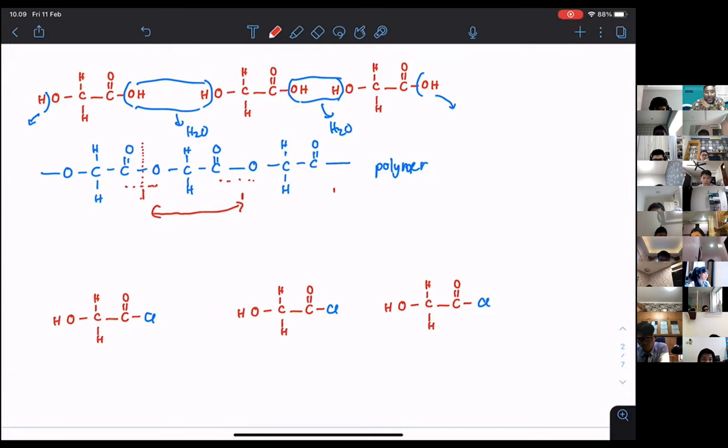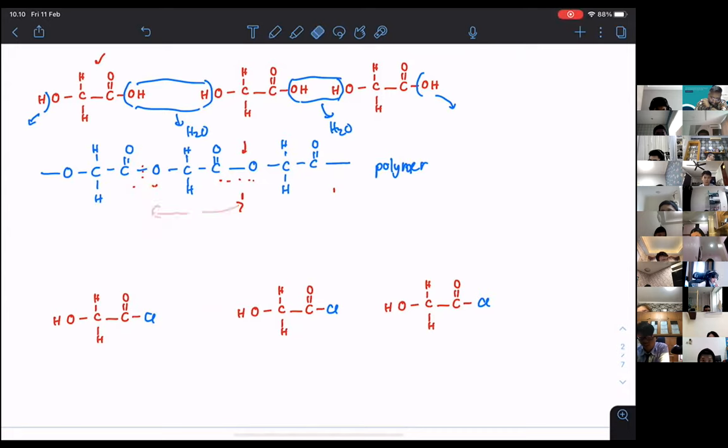Okay, repeating unit. And when I have that as the repeating unit, of course, I need to put the H over here. And then I put the OH over here. You will get the same thing here. So I'm just teaching you how to identify from the polymer itself. But now, let me erase this part.